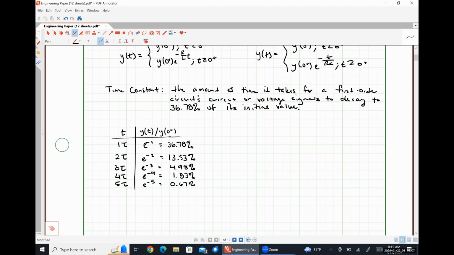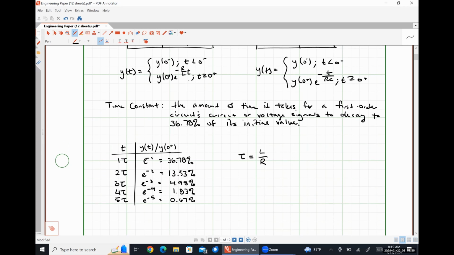So based on our definition of a time constant, we can pretty easily see that the time constant for an RL circuit is simply the ratio of L divided by R. Because if we plug in t equals tau here, we would have negative R over L times L over R, which is going to be exactly e to the negative 1. So that's one time constant for an RL circuit.